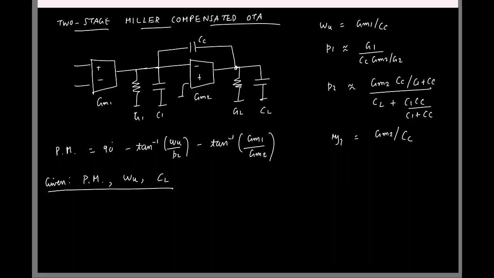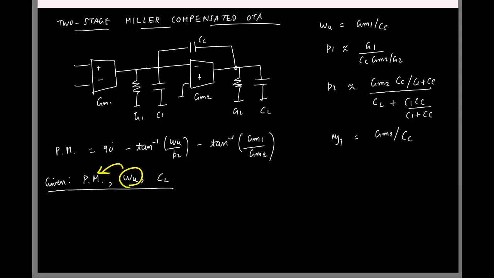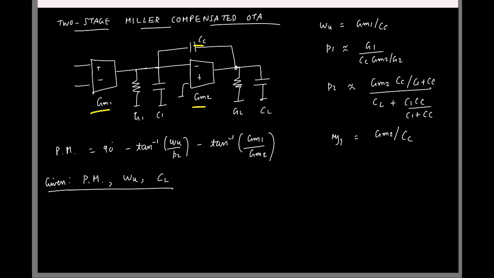Omega is given, so these are the given values, right? You are asked to design the OTA so that it has a given omega u, some particular phase margin, and you are told that you are supposed to drive a fixed load capacitor CL. I mean, you have to decide on GM1, GM2, CC, and everything. From omega u and CL? How will you find it?